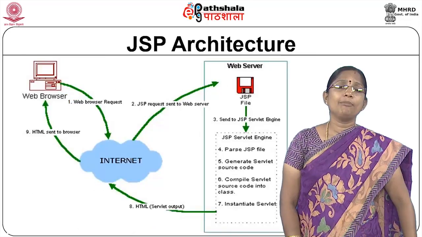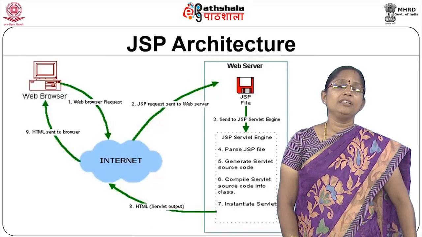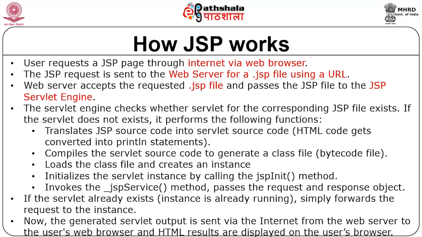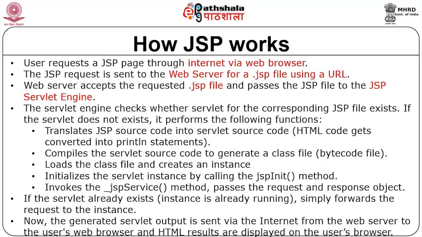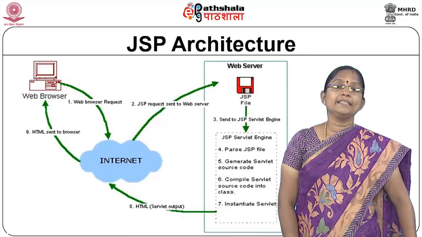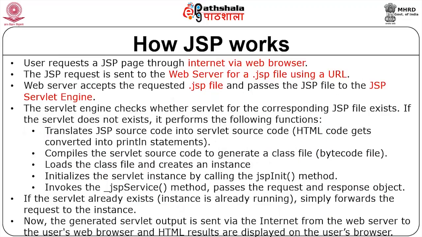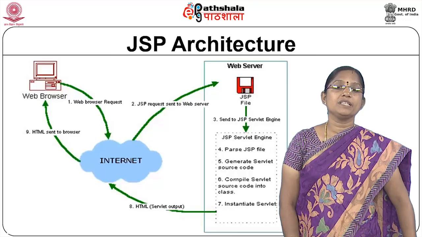Now with the help of the above architecture, let me tell you again about the process of how JSP works. As we see in step 1, the user requests a JSP page through the internet via a web browser. As step 2 says, the JSP request is sent to the web server. It requests a particular JSP file using a URL. In step 3, it reaches the web server. The web server accepts the requested JSP file and passes it to the JSP Servlet engine. That is what we have seen in step 3.